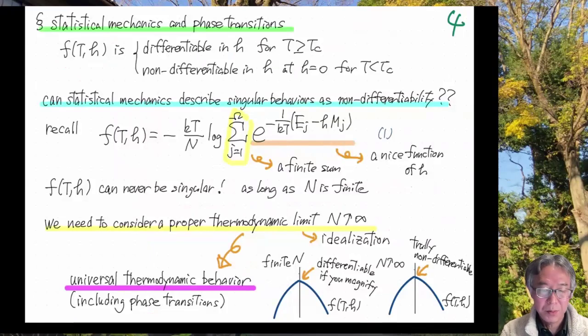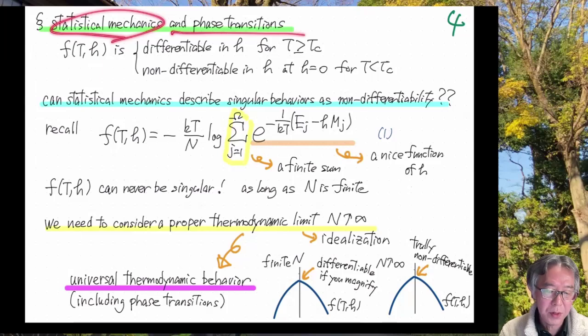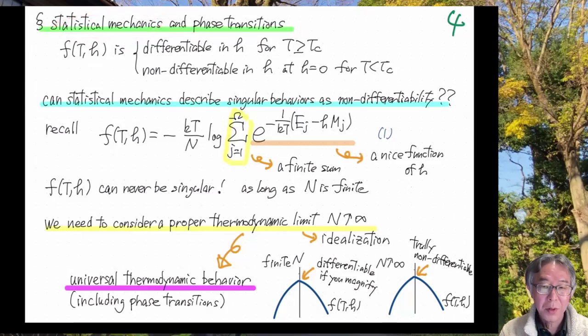Now let's consider, this is rather general consideration, but we want to discuss the relation between statistical mechanics and phase transition. We learned from experiment that this F, the free energy density, is differentiable in H for temperature above TC, but it's non-differentiable in H at H equals 0 for temperature below TC. This is very weird. Can statistical mechanics describe singular behavior such as this non-differentiability?